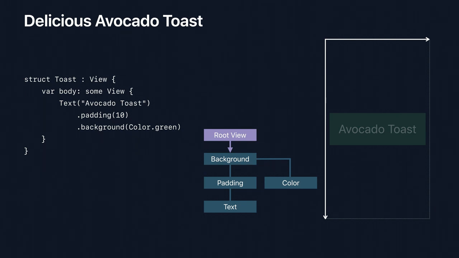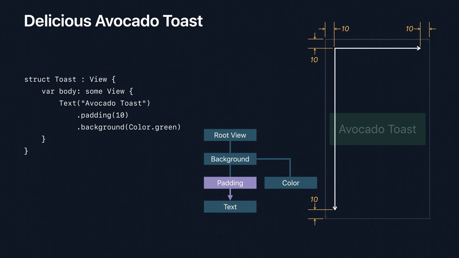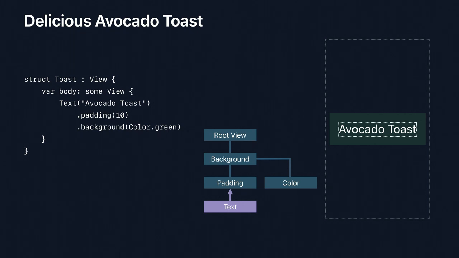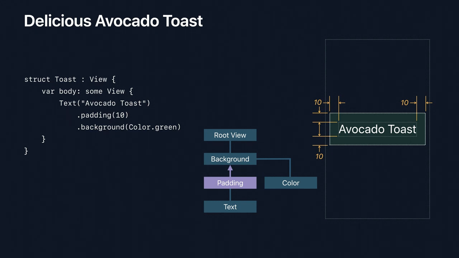First, the root view proposes its entire size to the background view. And much like our toast view itself, the background view is layout neutral. So it's just going to pass that size proposal along to the padding view. Now, the padding view knows it's going to add 10 points on a side to its child, so it offers that much less to its child, the text. And the text takes the width it needs and returns that to the padding view, which knows it should be bigger than its child by 10 points on each side, and it situates the text appropriately in its coordinate space.